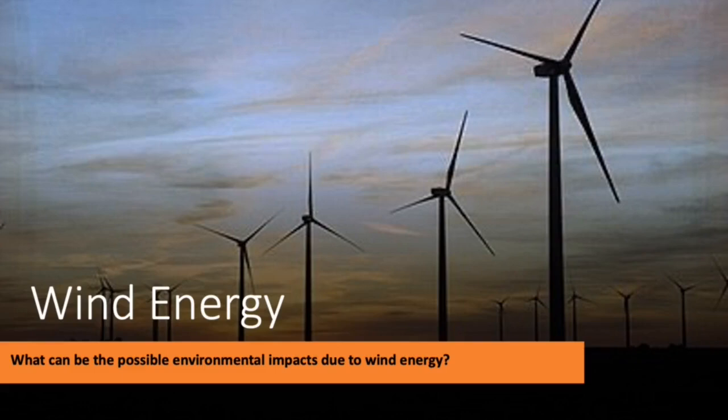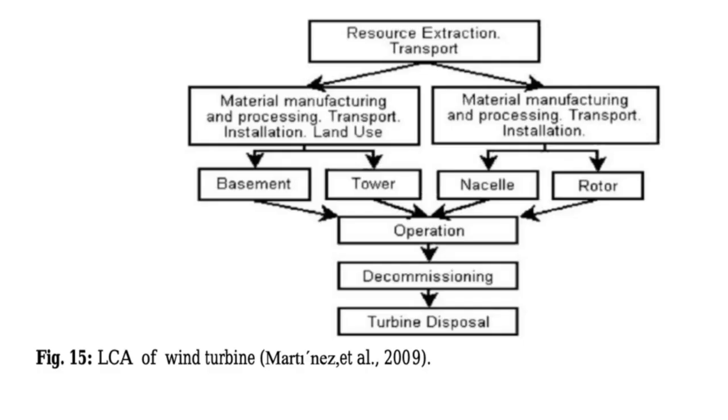Now we come to wind energy. Again, let us think to ourselves, what can be the possible impacts of wind energy? Here shown is the LCA of a wind turbine, right from the resource extraction, transport, to the material manufacturing, the turbine construction, all the parts of the turbine, including the basement, tower, rotor, etc. Finally, the operation of the turbine, its decommissioning, and then its disposal.